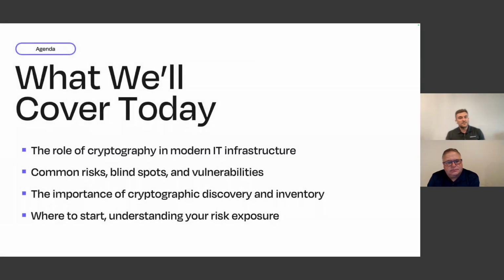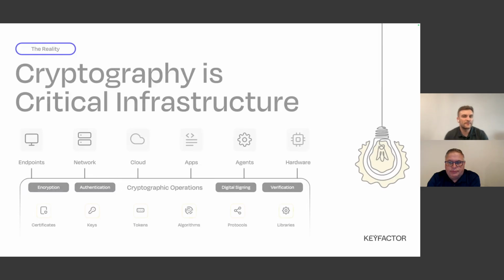Here's a quick look at what we're going to be talking about today. First, we're going to explore the role that cryptography plays in organizations, more than I think people realize. Then we're going to dig into exactly what we mean by cryptographic risk and the common blind spots and vulnerabilities that often go unnoticed. Then we're going to talk about why cryptographic discovery and inventory are foundational to addressing that risk. And finally, we'll share some practical steps that you can take away to help understand your exposure and where to begin before we open it up for some Q&A.